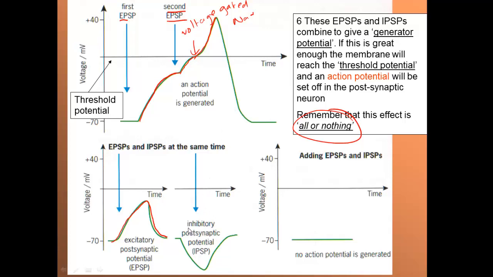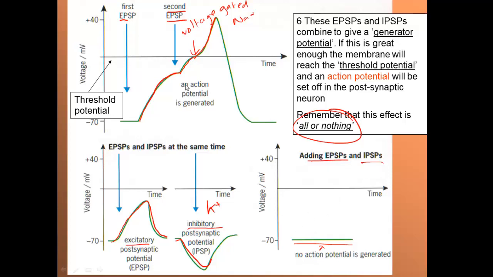What's happening with this inhibitory postsynaptic potential? Well, if we open up a load of K+ channels with our neurotransmitters, then our voltage dips down further away, and in fact you're going to get no change from resting potential if you have both an excitatory and an inhibitory happen at the same time. That's what happens if we add EPSPs and IPSPs together.